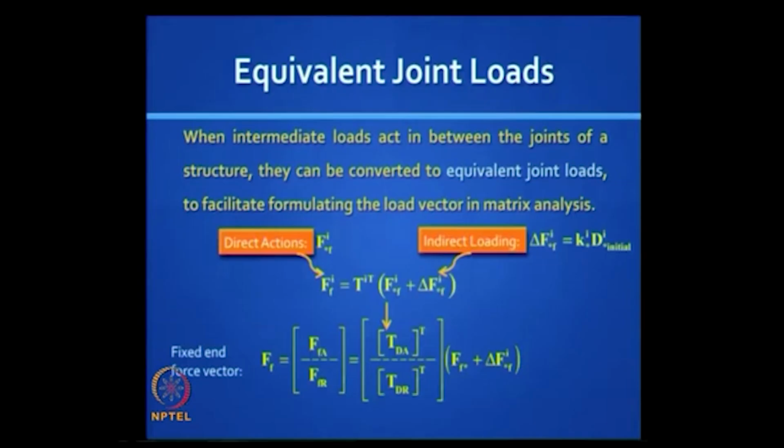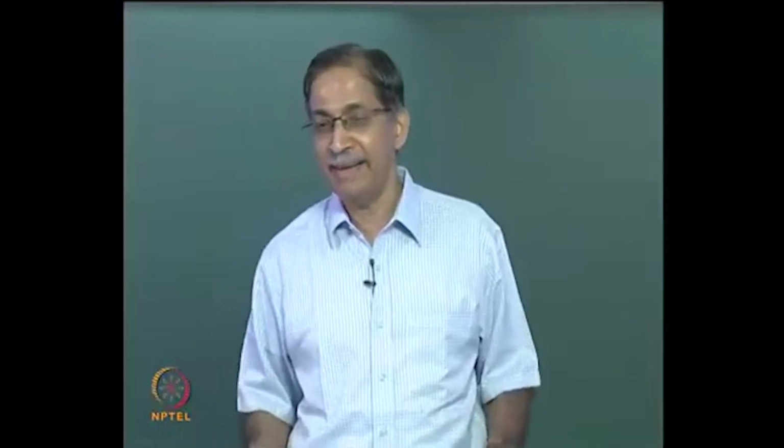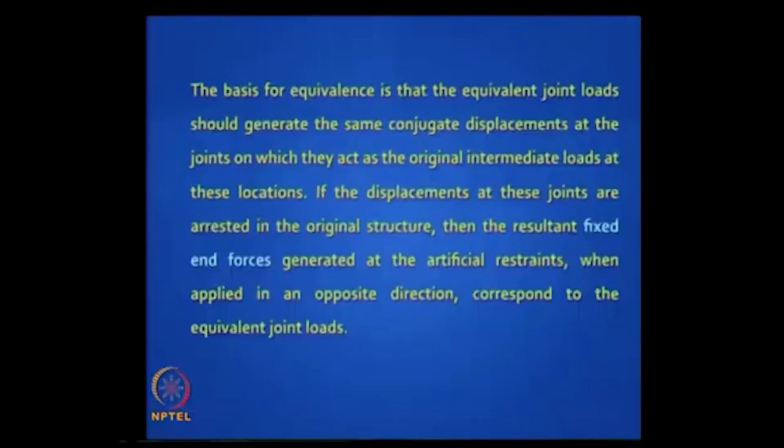So you pick up your fixed equivalent joint loads from FFA, A being the active degree of freedom, and then you have to apply it in the opposite direction, as you remember in the classical stiffness method, and that is your equivalent joint loads. I am just brushing up what we have done earlier, but we are doing it in a matrix format. The basis for equivalence is that the equivalent joint loads should generate the same conjugate displacement at the joints on which they act as the original intermediate loads at these locations.